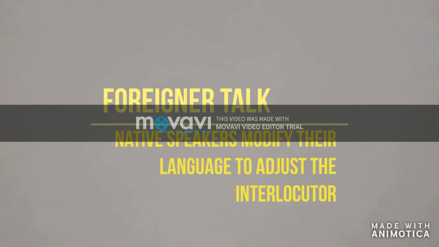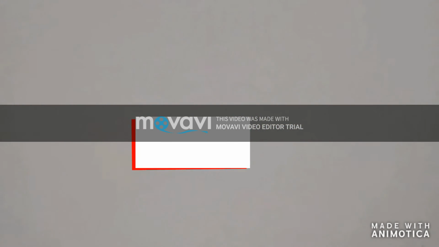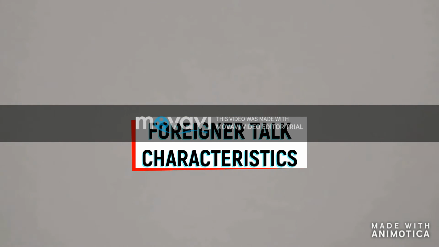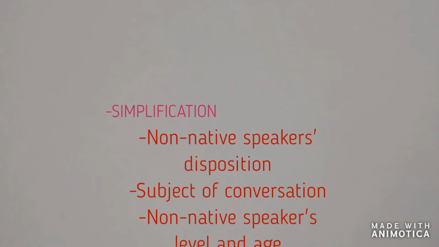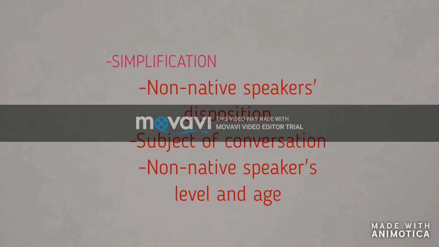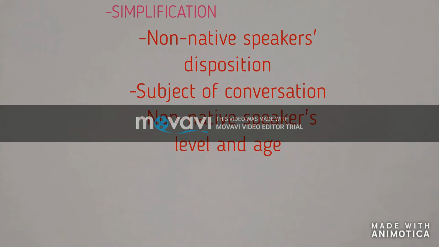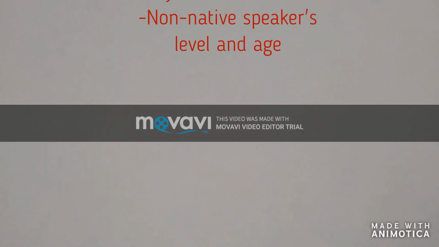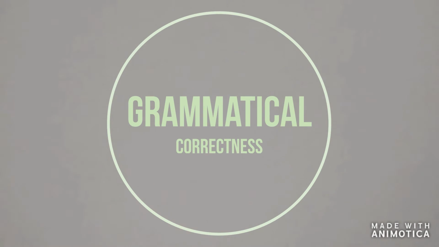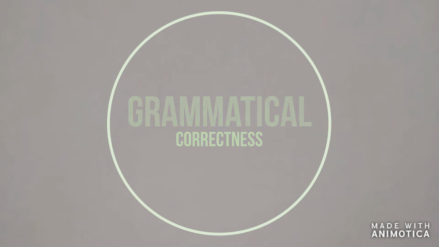Some of the characteristics that influence foreigner talk are simplification to facilitate communication, the disposition of the non-native speakers, the subject of conversation, the non-native speaker's level of the target language, and the non-native speaker's age. Apart from that, the language used by the native speaker is characterized by its grammatical correctness, no matter who the interlocutor is.